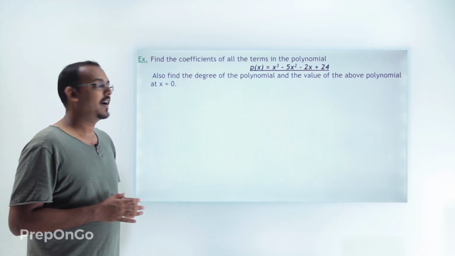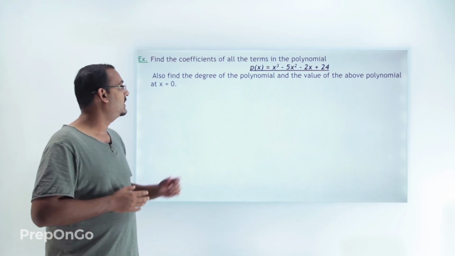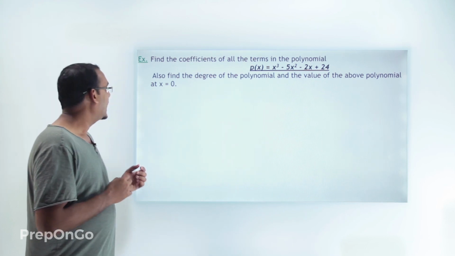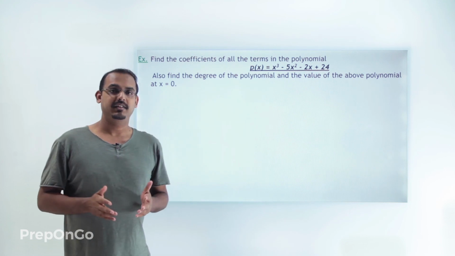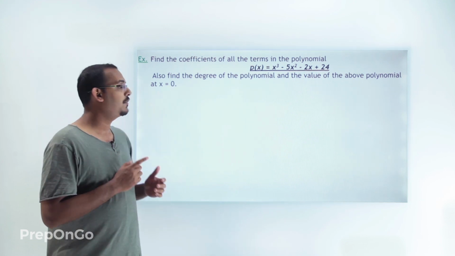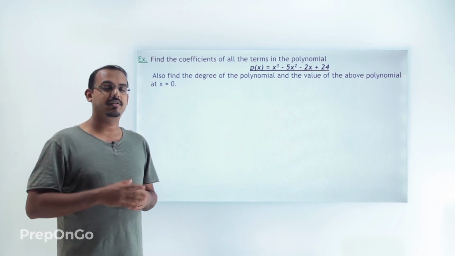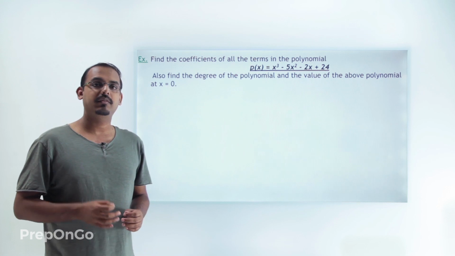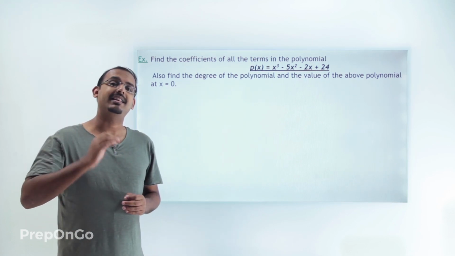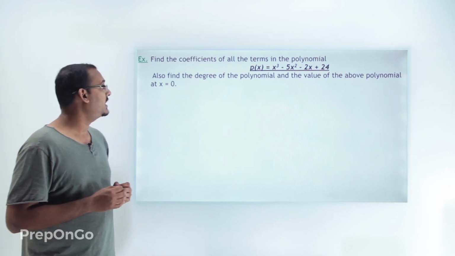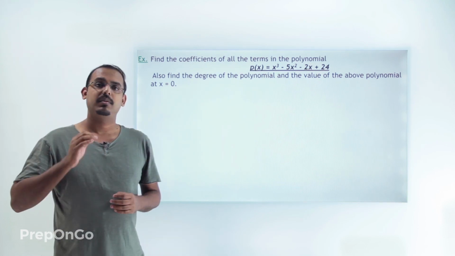We also have to find the degree of the polynomial and the value of the above polynomial, the value of the polynomial p(x) at x = 0. So there are three things that we have to find here, right? First is the coefficients of all the terms in the given polynomial. Second is the degree of the given polynomial. And the third thing that we have to find is the value of the given polynomial at x = 0, right? So first let's start with finding the coefficients of all the terms in this polynomial.